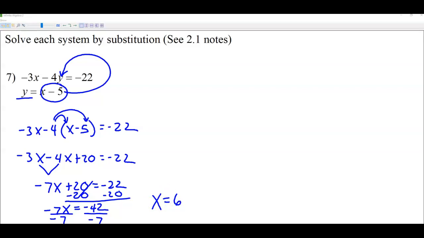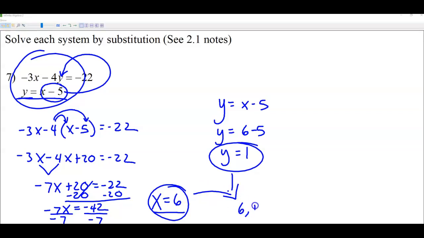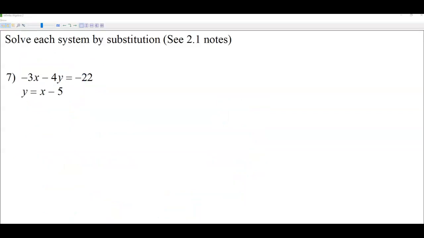To find the y value, you're just going to take this answer and plug it into one of the original equations up here. I suggest the one that has the y by itself. So we have y equals x minus 5. I'm going to replace the x with 6. And that way we can find y, which is 1. Okay? You can write your answer like that separately, or you can write it as a point, and you could put 6, 1 as an answer, because the solution to a system is the point where two graphs cross, so you could write those two numbers as a point. And that's the substitution method.